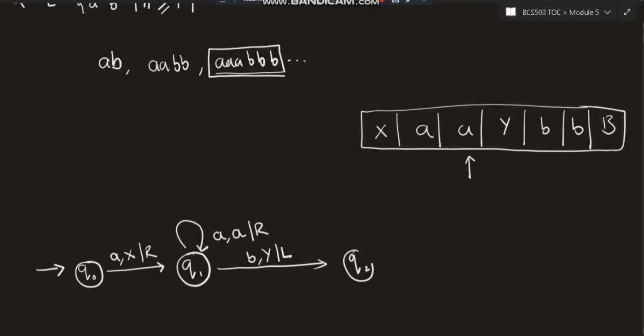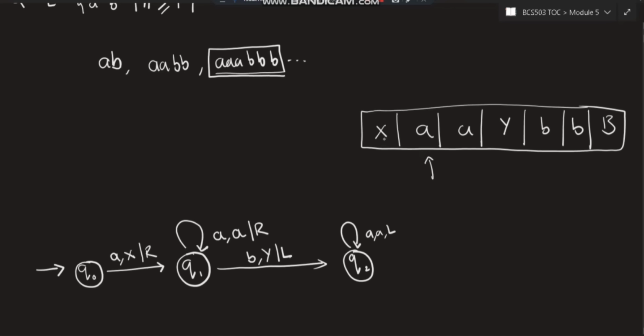Now in Q2, I found another A here, but this is not the A which I have to consider. I have to go back here, right? So what I just did, I kept A as such and moved to the left. That is A comma A comma left, and that can be a self loop. No matter how many A's are there, I have to skip all of them until I reach X, so that after that X, I have to move to the right.